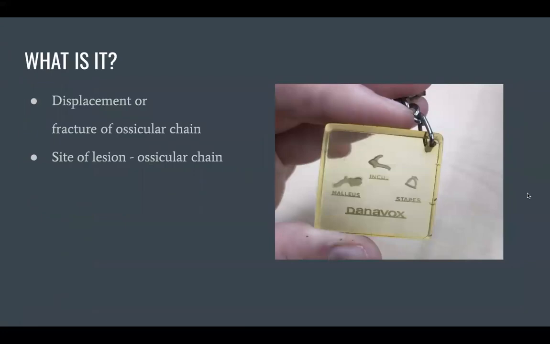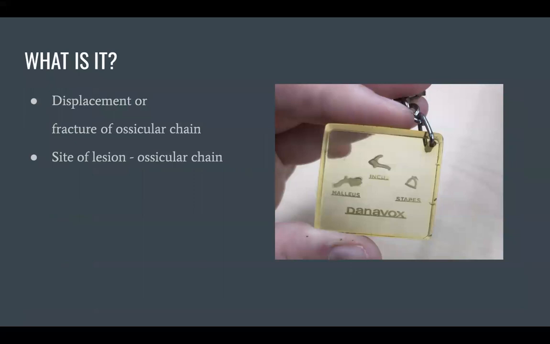This week I have ossicular chain discontinuity. What is it? It's pretty simple. It's just the displacement or the fracture of the ossicular chain or any of the ossicles within the chain. The site of lesion, obviously, is the ossicular chain, which is in the middle ear.